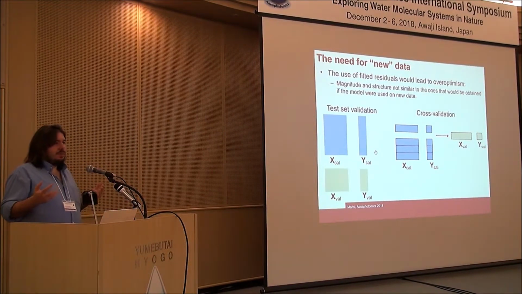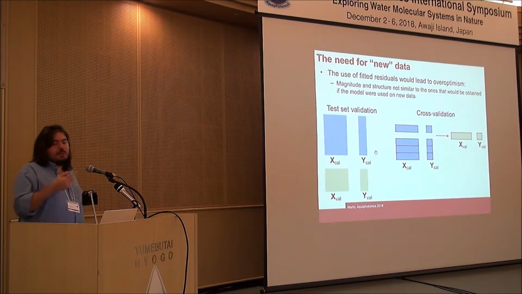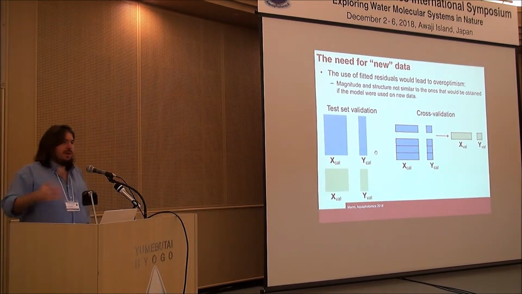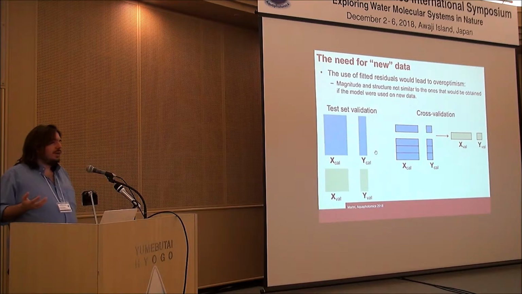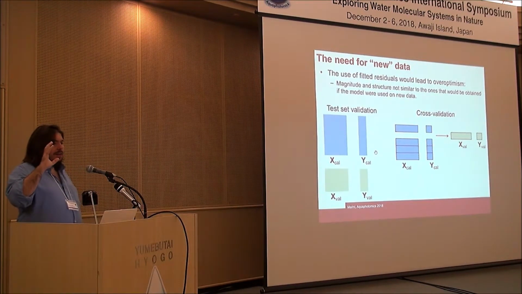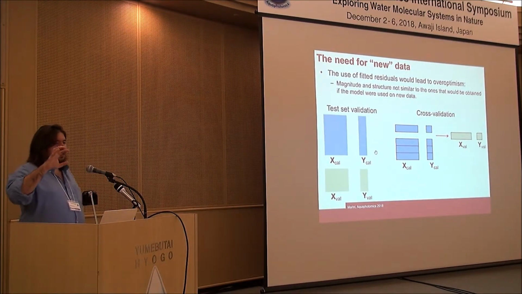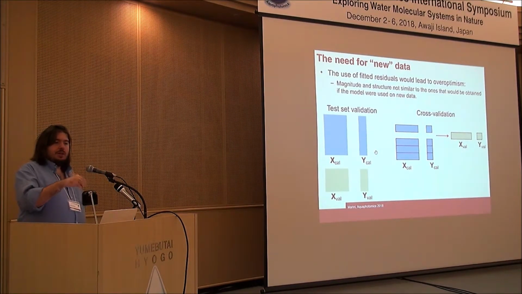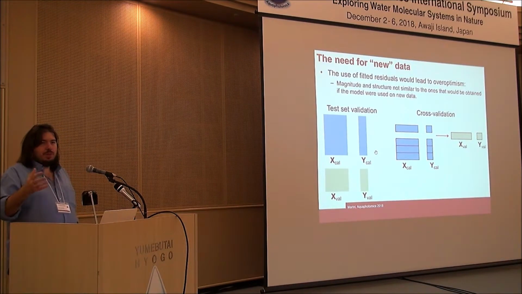Of course, sometimes we can rely on resampling, such as cross-validation, bootstrapping, jackknifing, and so on. But of course, having a new set of data, completely independent and as close as possible to the sampling conditions that you would expect for new data, would be the optimal way.